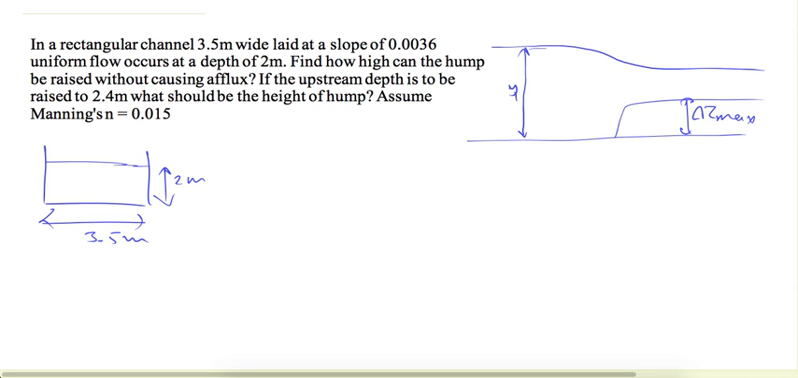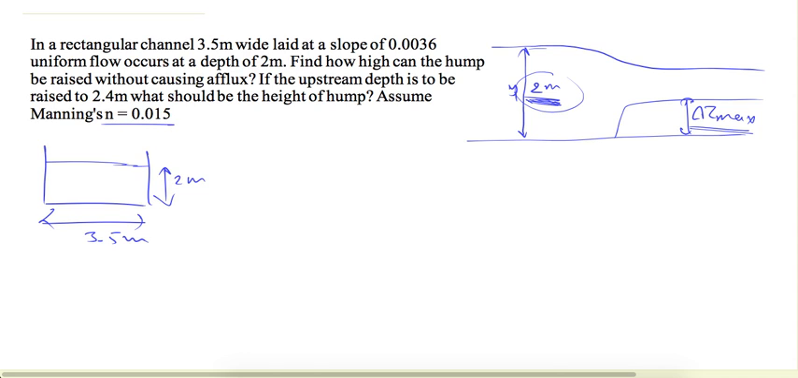And then the next part is, if the upstream depth is to be raised to 2.4 meter. So currently this depth is 2 meter, and in the next part we have to raise this depth to 2.4 meter, and for that we have to find out the height of hump. And as we saw earlier, the upstream depth can only be raised if this z is greater than the z max. So for that we will see.